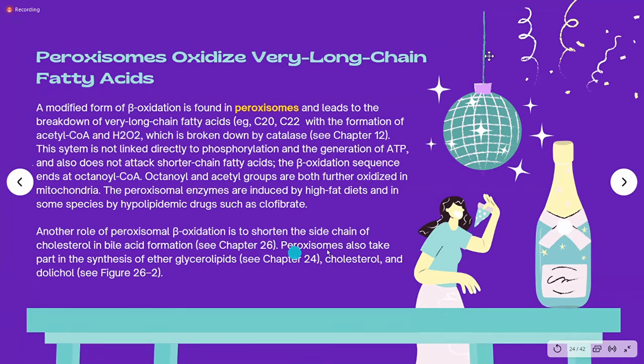No? So peroxisomes also take part in the synthesis of ether glycerolipids, cholesterol, and dolichol. Dolichol is like rubber. So it uses fatty acids with carbon 20 and carbon 22. But this is not, of course, so much in our ordinary food.